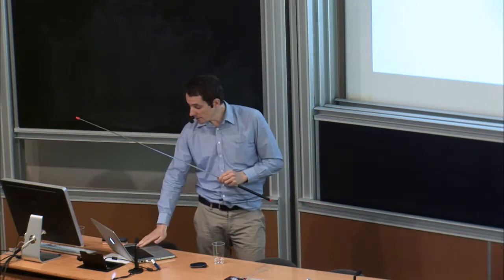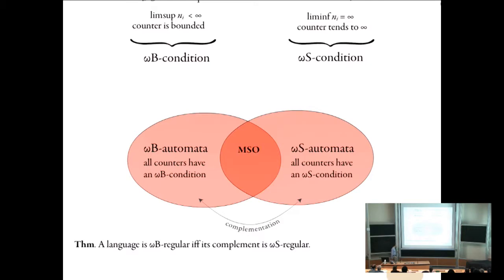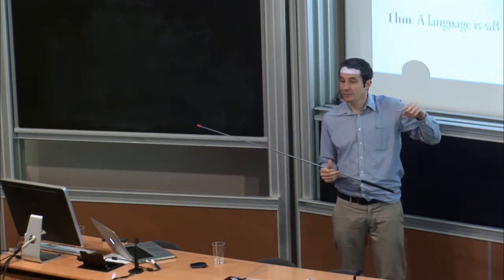And what is the most important thing is this. This is the main result that we had with Thomas, which is that if you take a language from here and you complement it, you get a language from here. And vice versa. If you take a language from here and you complement it, you get a language from here. And this is not obvious. Because if you complement a language here, what does it mean to be a complement here? It means that for every possible run, there does not exist a bound.